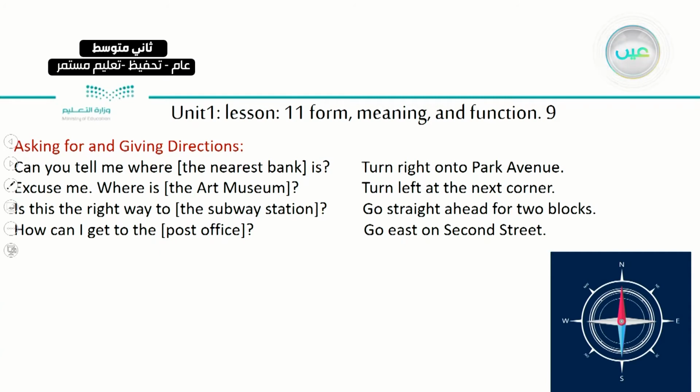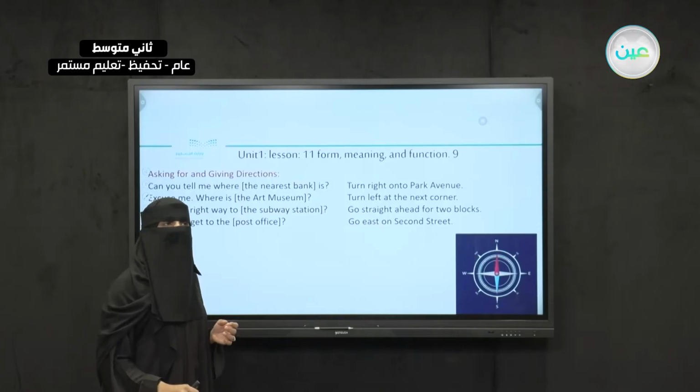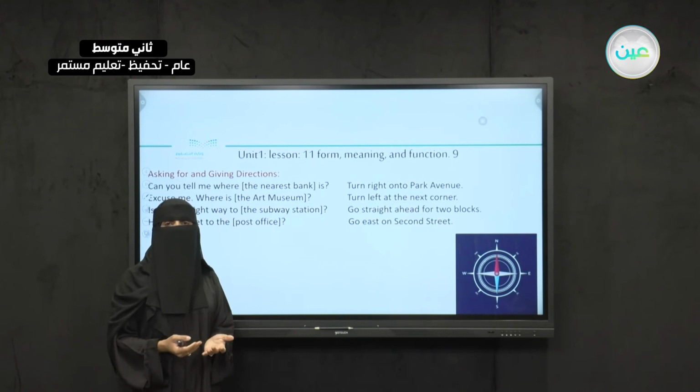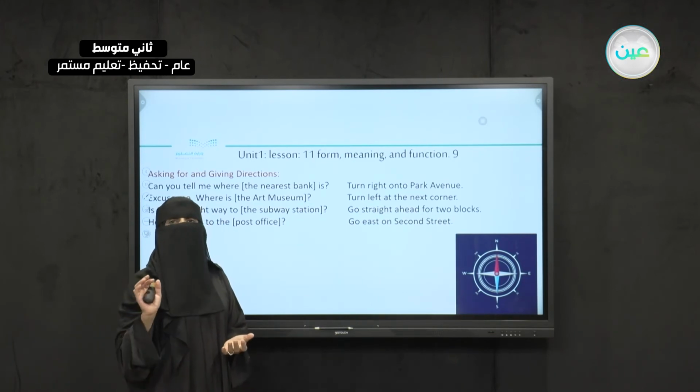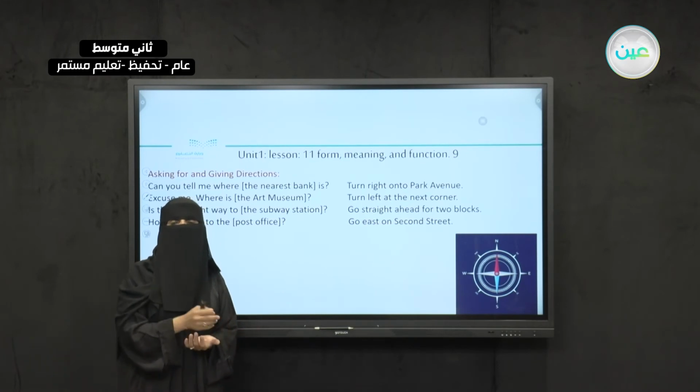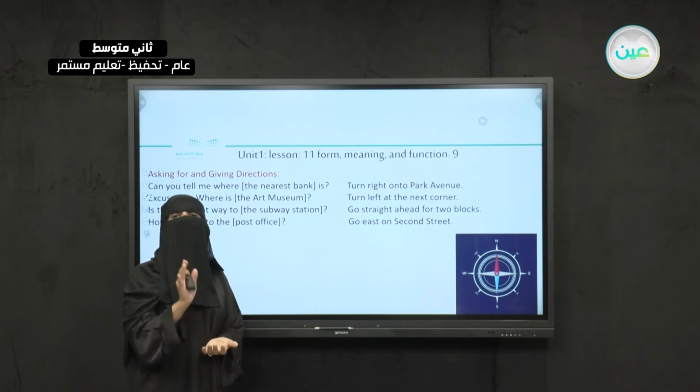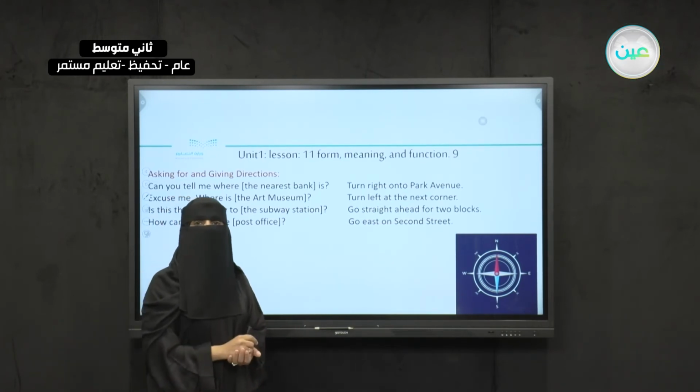Okay, look at your books. You have this part where you can see a compass. This is a compass to show us directions. But if I tell you, where is الشرقية, for example, tell me where is the الشرقية or الدمام, الخبر, where is it?